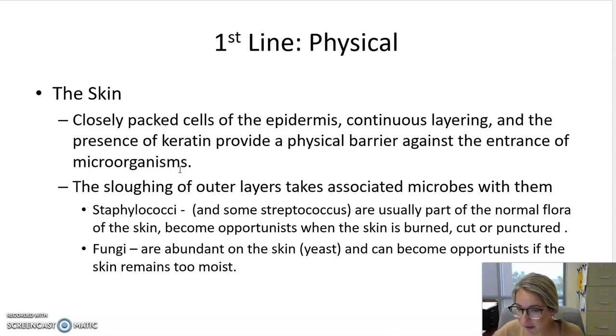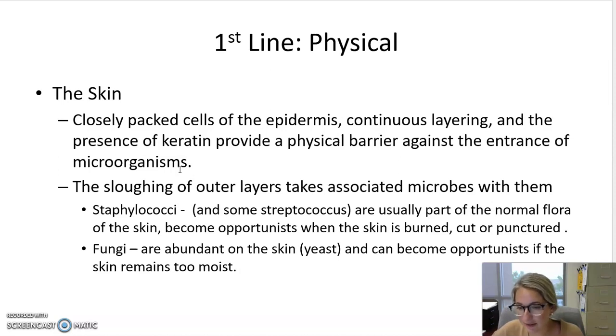Are there flesh-eating microorganisms? Yes, and we'll talk about those later on when we get to skin infections. But they are definitely more of the exception than the rule. Most microorganisms are not able to get through intact skin. But again, the skin has to be intact.